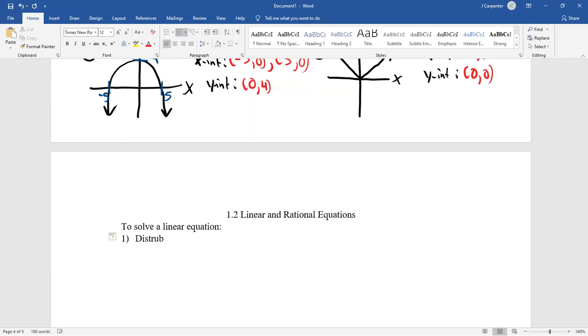distribute and/or combine like terms. Second step, if there are fractions or decimals, multiply terms by the LCD.